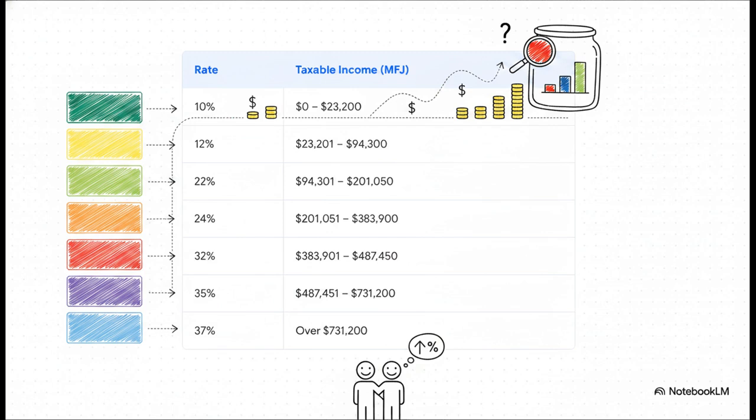Then, once that bucket is completely full, the next chunk of money spills over into the next bucket, and they pay 12% on the income up to $94,300. Then 22% on the next layer, then 24%. It's only their final slice of income, the specific dollars sitting between $383,901 and their total of $400,000, that is actually taxed at that highest 32% rate.